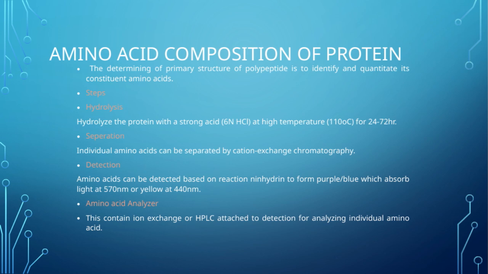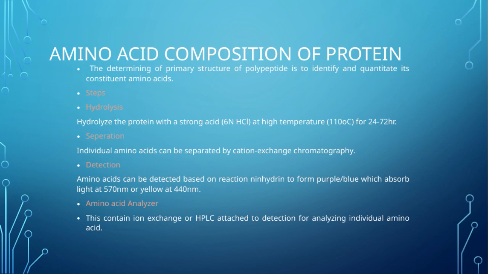To facilitate this process, we often use an amino acid analyzer. These instruments incorporate ion exchange chromatography or high-performance liquid chromatography, or HPLC, combined with sensitive detection systems. This setup allows us to analyze each amino acid precisely and efficiently.